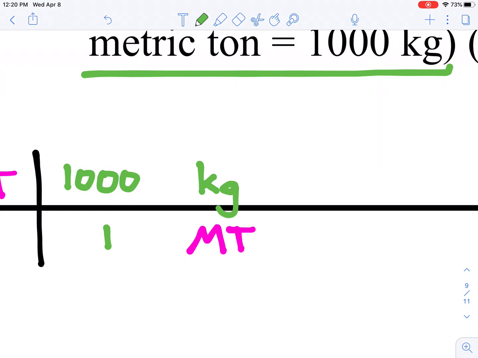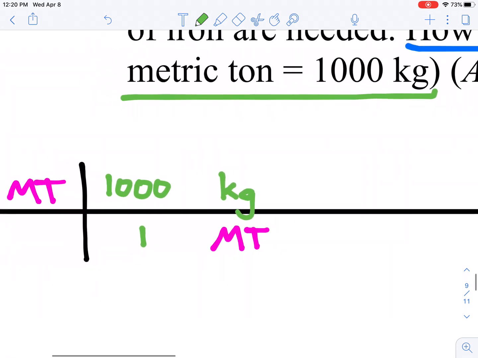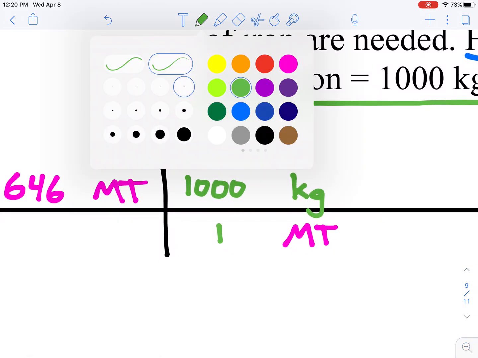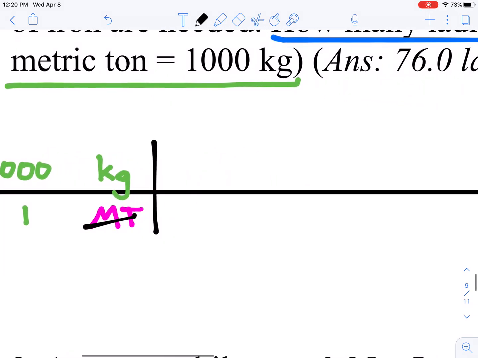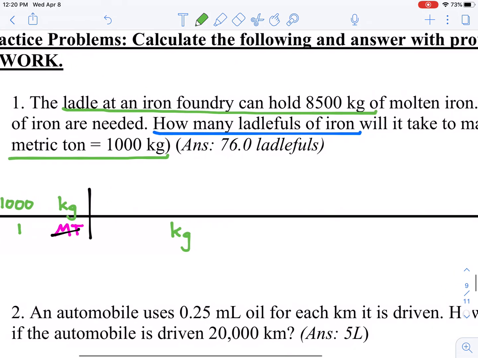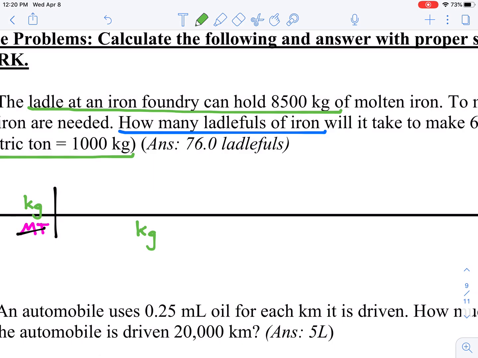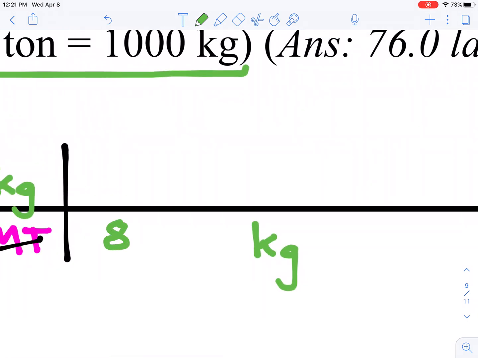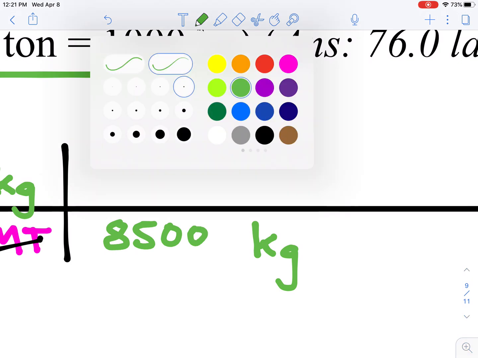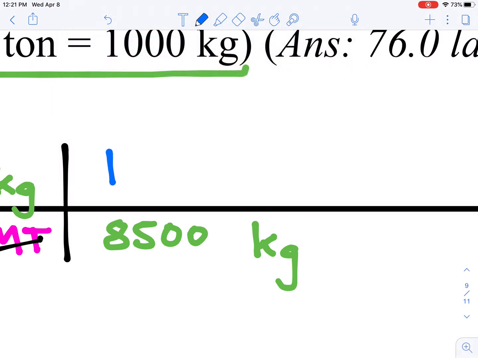If you don't know where this problem is going, just doing that conversion can help you get somewhere, because once you've canceled out these units, metric tons, you know that the next thing in line is that your kilograms have to cancel. You have kilograms in the numerator, so we darn well better have kilograms in the denominator to cancel it out. So where can that take us? Remember, we're on a journey towards ladlefuls. And lo and behold, look at this number up here in green. We are told that 1 ladle can hold 8,500 kilograms. So 8,500 kilograms is equal to 1 ladleful.